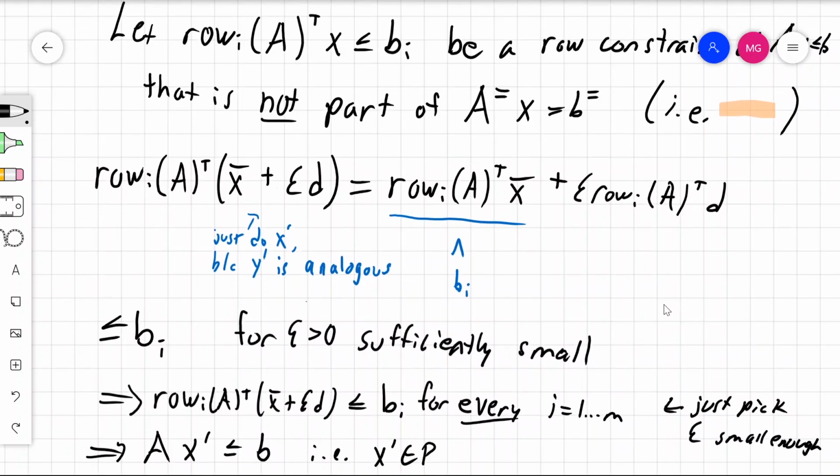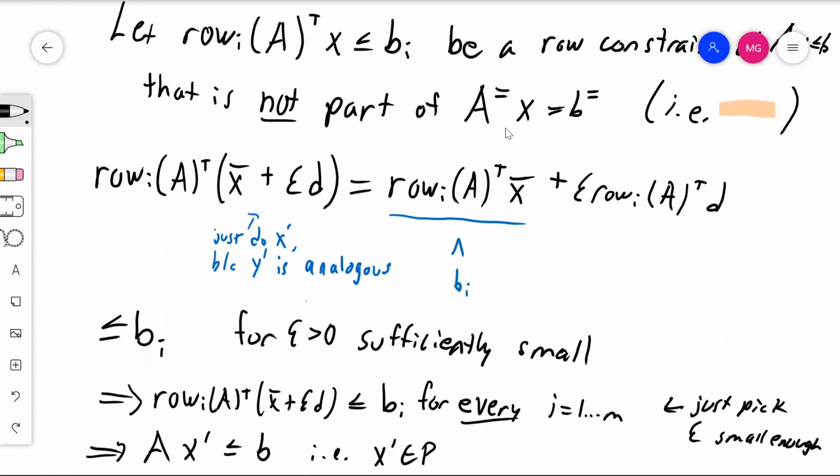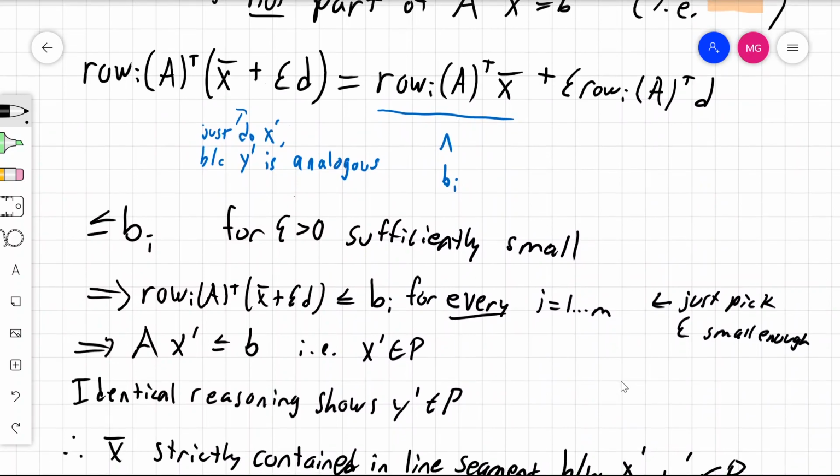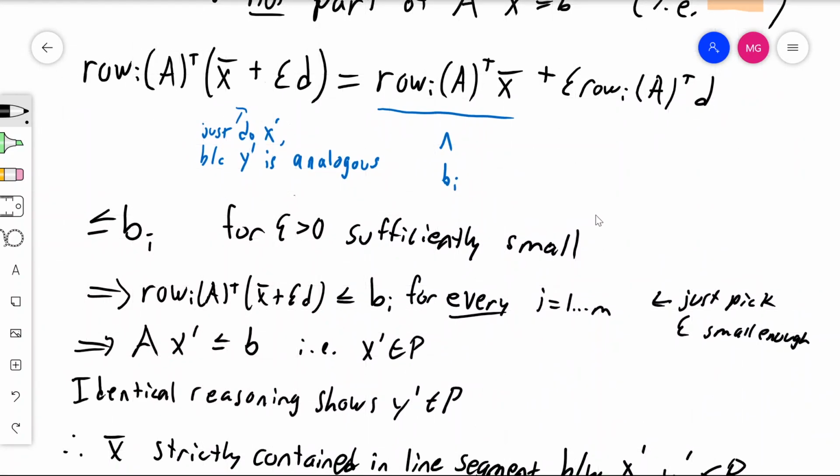Take epsilon to be something that works. So then that means that this overall quantity will be less than or equal to bi for epsilon that's sufficiently small. And so that's for any particular constraint that was not tight for x bar. And so that means that for an arbitrary constraint that's not tight, this is true. So we've accounted for the constraints that are not tight and for the constraints that are tight for x bar. So that's all the constraints then. And so that means that x prime satisfies all the constraints.